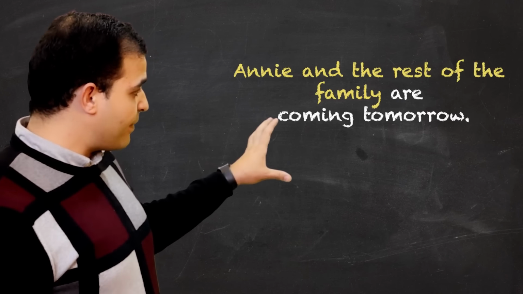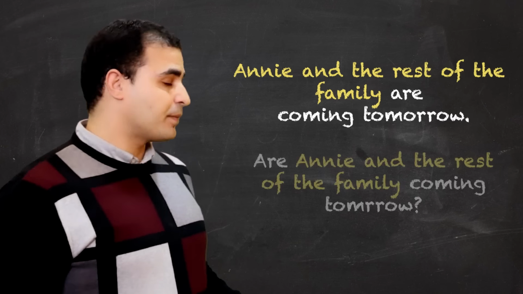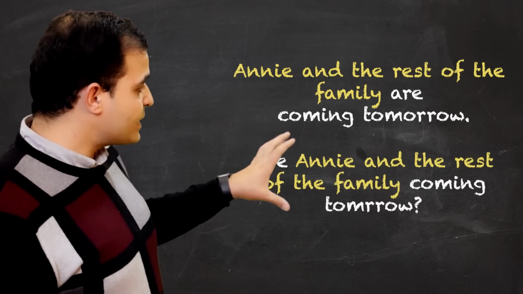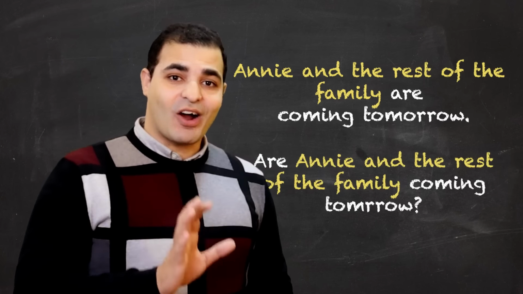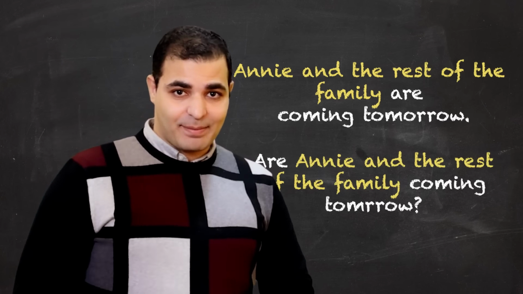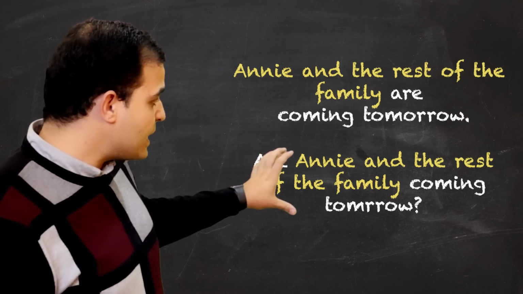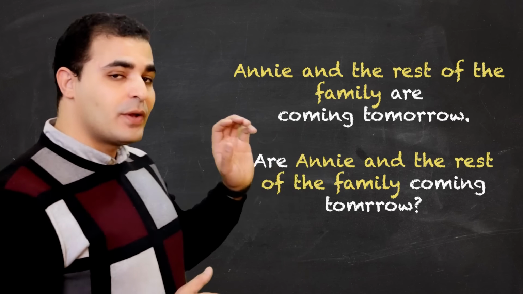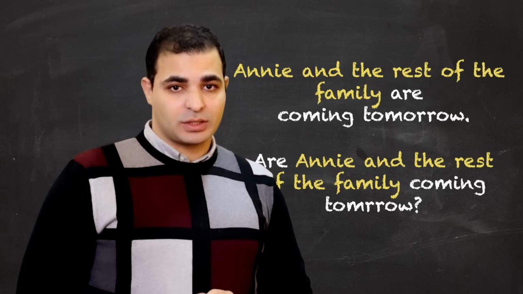Wanna see some examples? Annie and the rest of the family are coming tomorrow. To form a question, we should say, Are Annie and the rest of the family coming tomorrow? Not, Are coming Annie and the rest of the family tomorrow. The subject of the sentence is Annie and the rest of the family. The auxiliary verb are must come before the long subject.